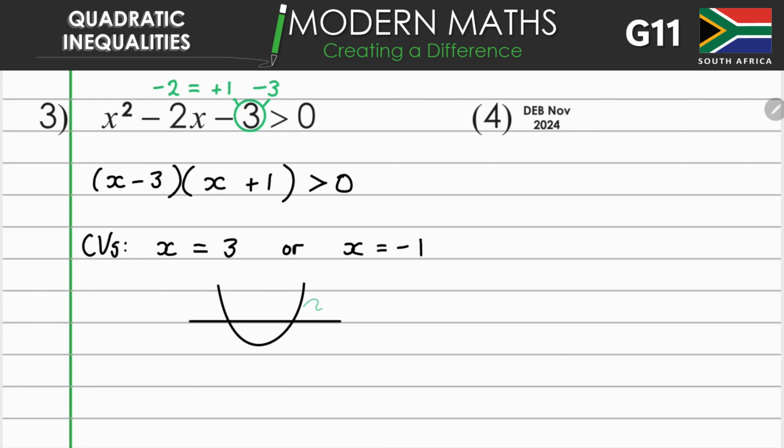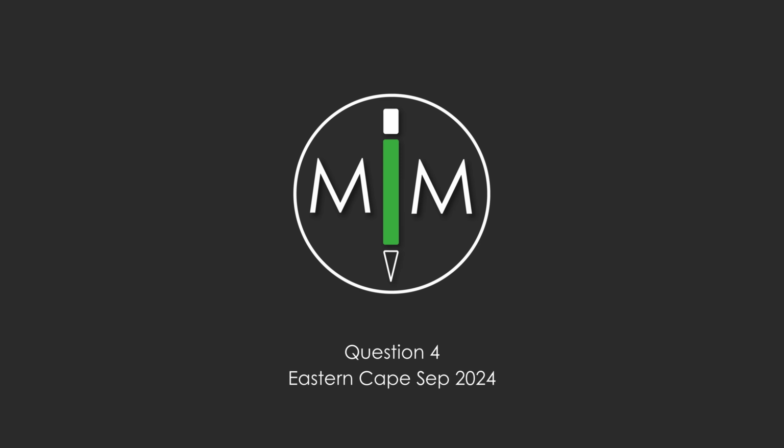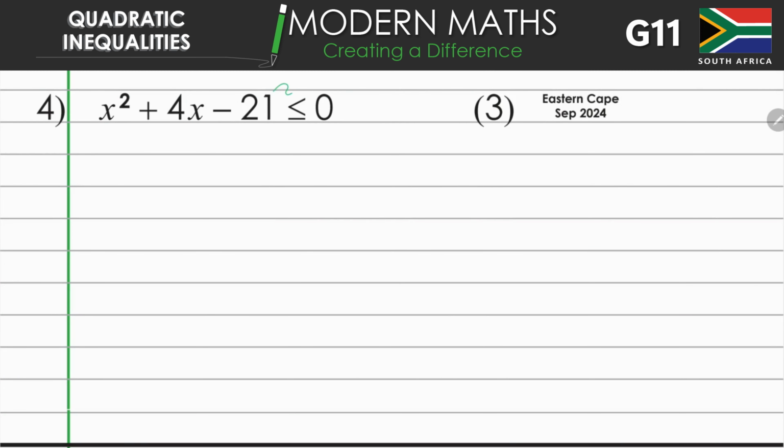Draw my parabola, lower on the left, higher on the right. And we can see where it's above 0. So we want to shade the outskirts of the parabola. And giving us our answer, x should be smaller than -1 or greater than 3. And make sure your inequalities match.